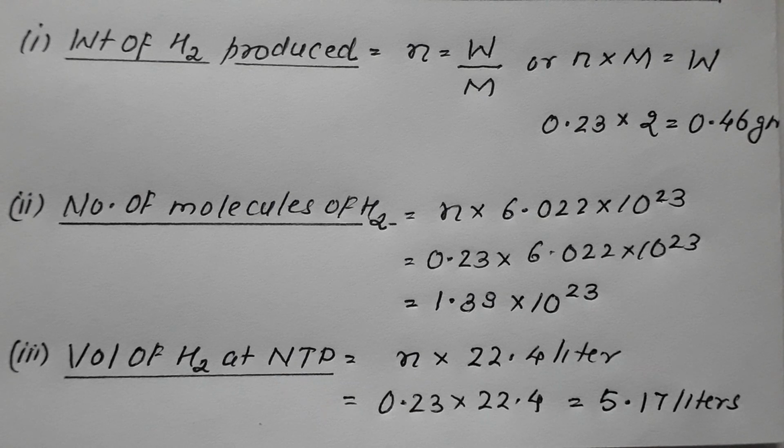So this is how we make calculations based on a chemical equation. The value of some species is given, and on the basis of that the other species is asked. The species which is given and the species which is asked have to be related by writing a chemical equation, then only these calculations are possible.